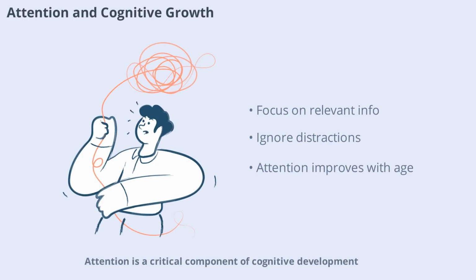Attention is a critical component of cognitive development. It allows us to focus on relevant information and ignore distractions. As children grow, their ability to control and sustain attention improves, supporting more effective learning and problem-solving. Strategies like chunking and rehearsal help enhance memory and information processing skills.